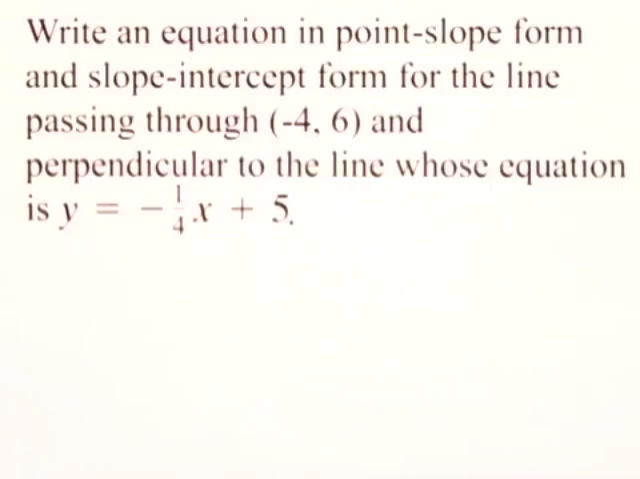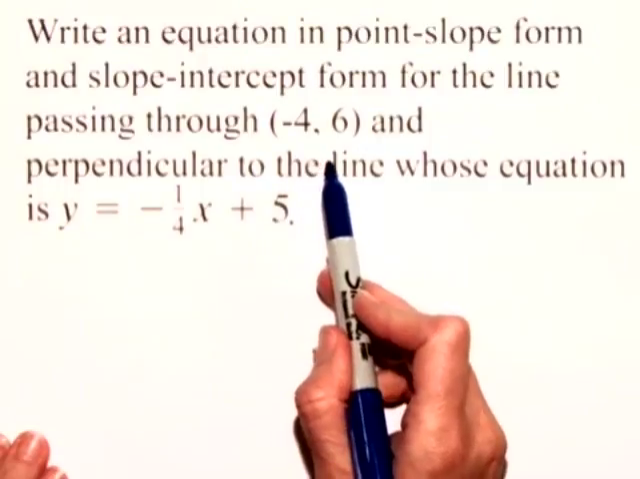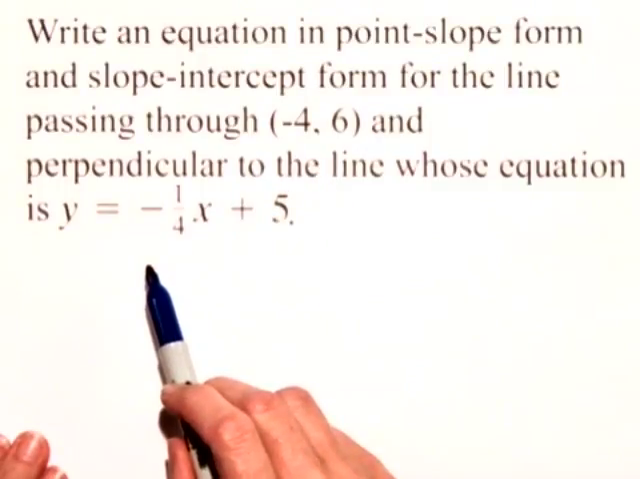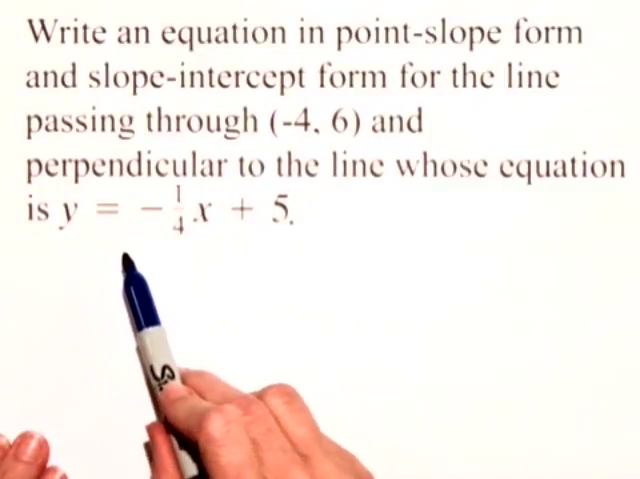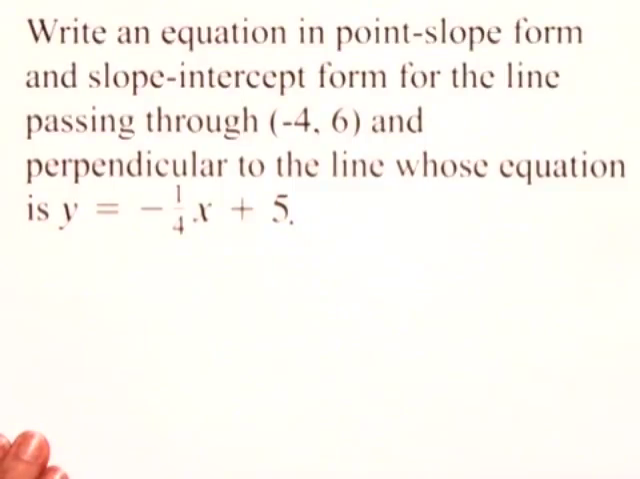In our next problem, we're asked to use the given conditions to write an equation of a line in point-slope form and in slope-intercept form. So let's look at our given conditions. We have a line that's passing through (-4, 6), and it's perpendicular to a line whose equation is given as y = -1/4 x + 5.